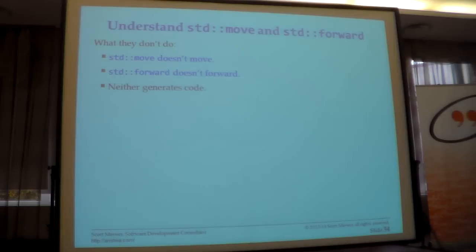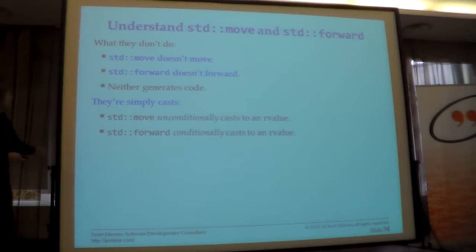Which tells us what they are. They're both casts. Move is a cast. Forward is a cast. In particular, move unconditionally casts something to become an rvalue. Forward conditionally casts something to be an rvalue. So they're nothing but casts to rvalues. That's all they are. That's why they generate no code. They just tell the compiler, this is now an rvalue.